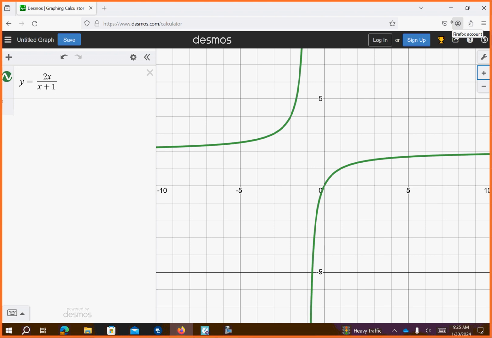So my domain on this one will go from -infinity to -1 with parentheses on both, and then from -1 to infinity.